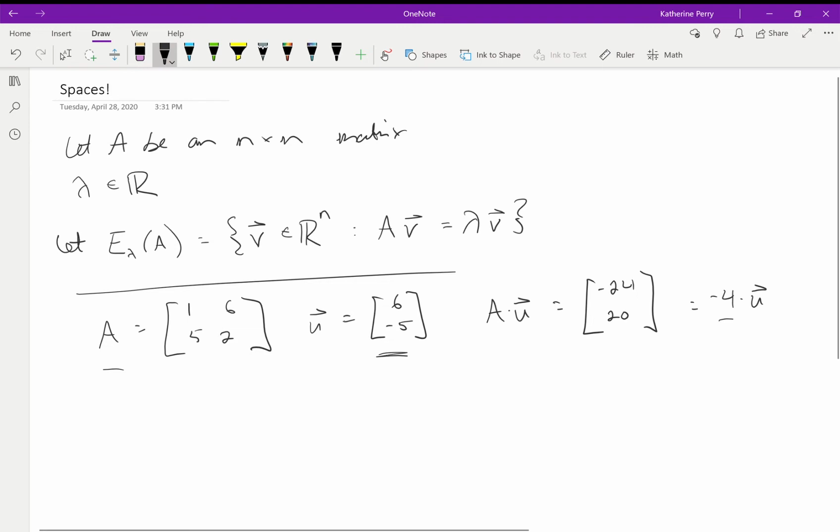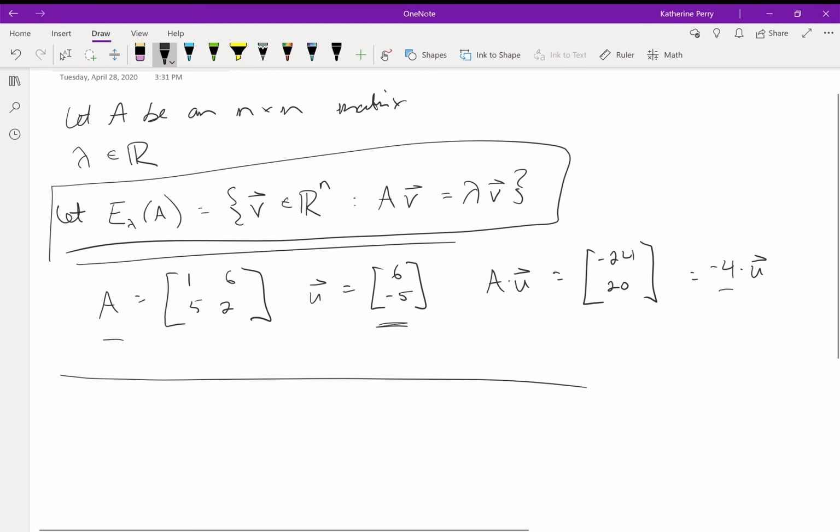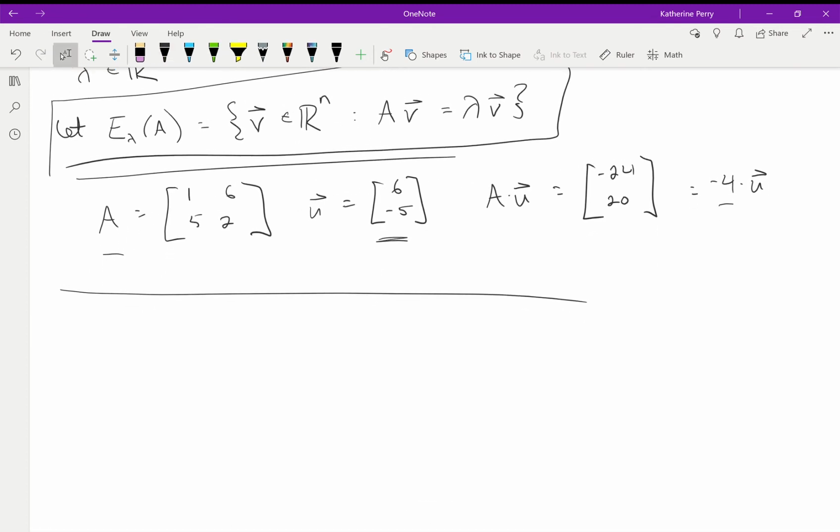Okay, but what I want to do here is I want to actually argue that this space defined in this general way is in fact a subspace of Rn. So clearly it's a subset of Rn, but now I want to argue that it is a subspace. So I'll leave that definition there, and I'm going to claim that this space, E sub lambda of A, for any lambda, any A, is a subspace of Rn. And so to do that, I need to prove the three things.